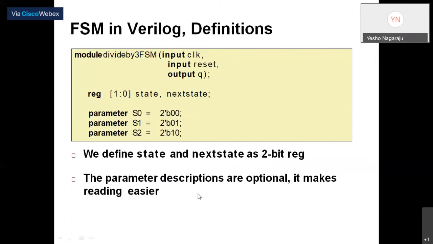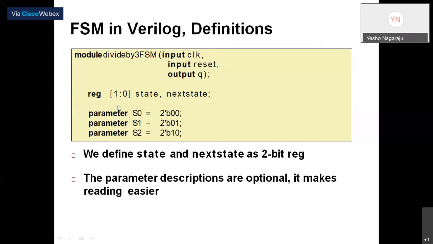Now, to store 3 states, we need 2 bits. This divide by 3 FSM has a clock input and a reset input. Upon the reset, the system should be brought to a known default state. That's why we are using a reset signal. And the output is Q. Now these are parameters. We are declaring parameters for readability. These are like hash defines or enumerated values in C. Parameter S0 is 0, S1 is 1, S2 is 2, meaning whenever we encounter these, they get replaced by these values internally.